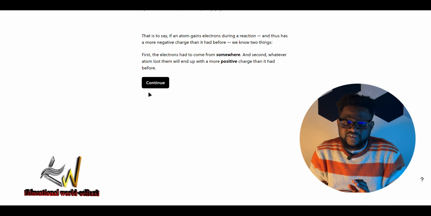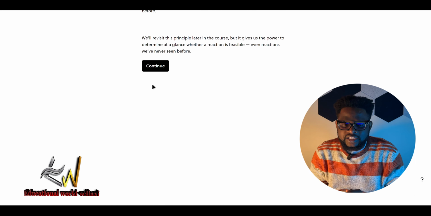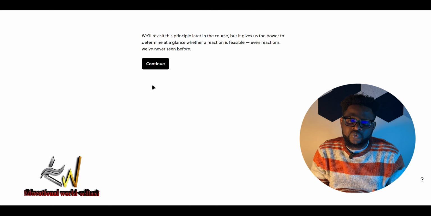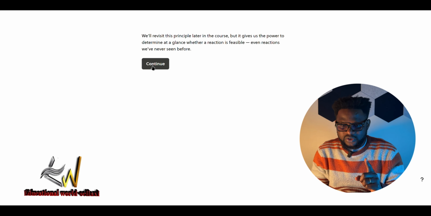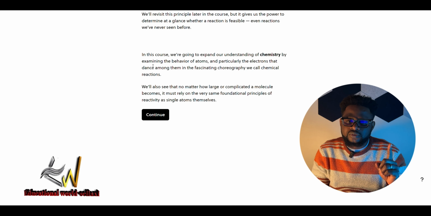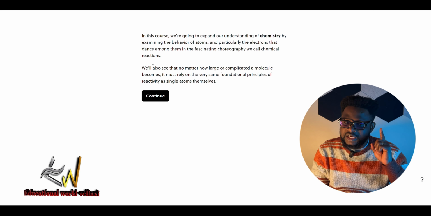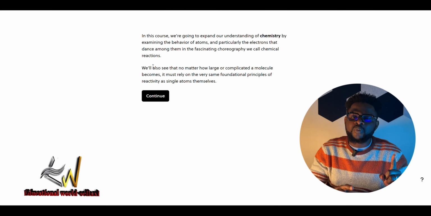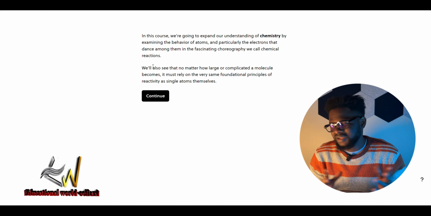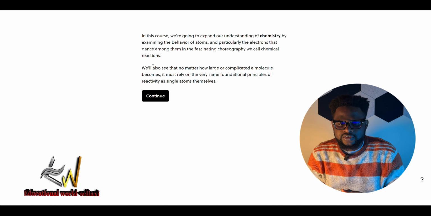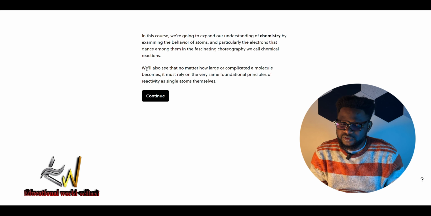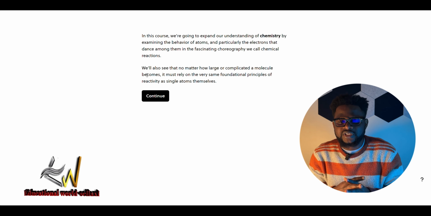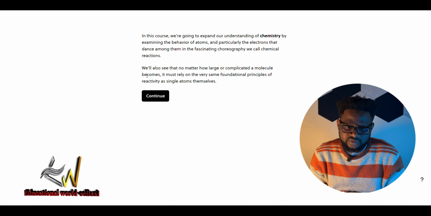That is to say, if an atom gains electrons in a reaction and thus has more negative charge than it had before, we know two things. First, the electron had to come from somewhere, and second, whatever atom lost the electrons will end up with more positive charge than it had before. As simple as that. This principle is very important, and we'll revisit it later in this course. So it's a game of electrons. Chemical reaction is a game of electrons.